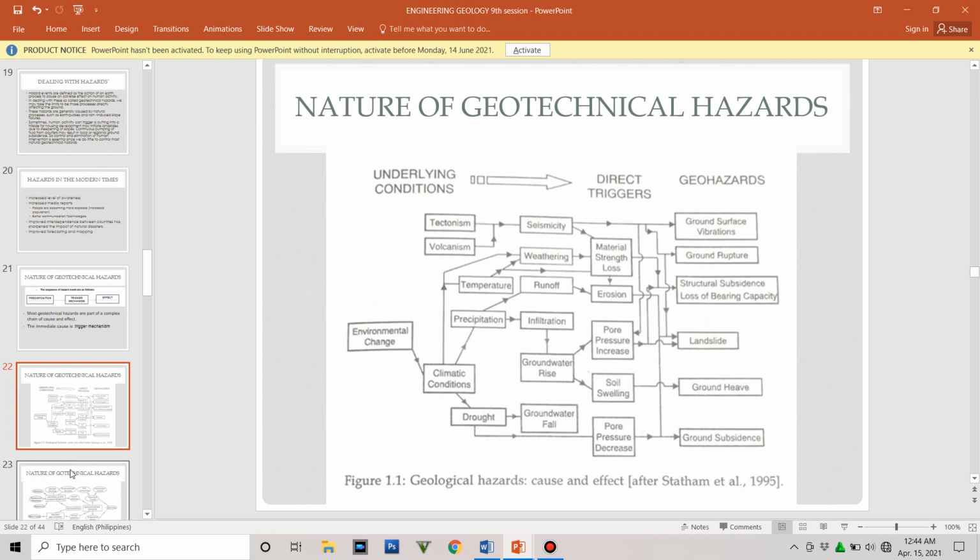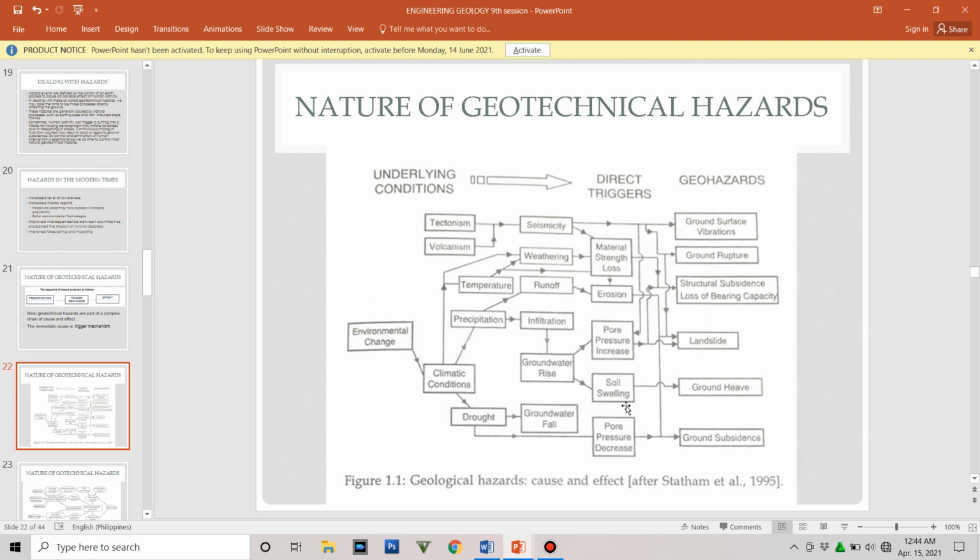So these factors may be very complex, as in the case of landslide. Example is shown in the cause and effect figure 1.1 below. So, ano bang ibig sabihin yan? Ibig sabihin, there are a lot of things to consider with respect to study of geological hazards. Okay?